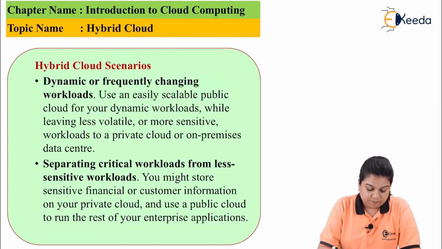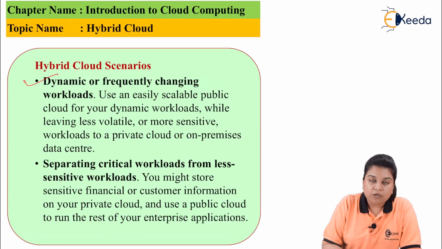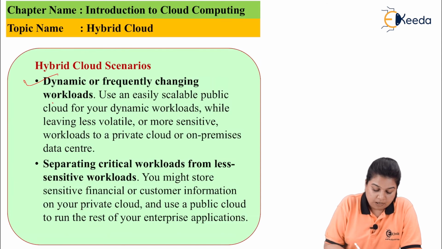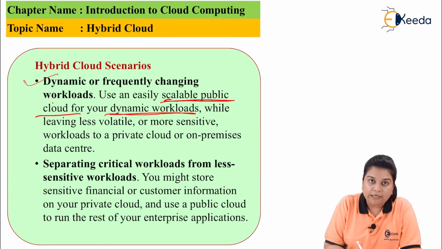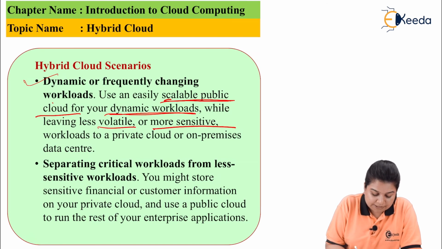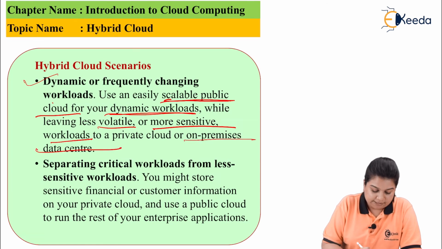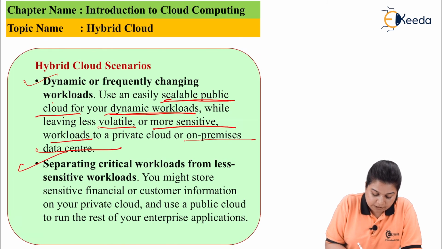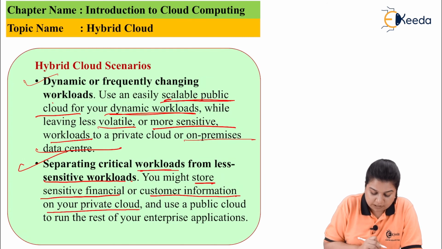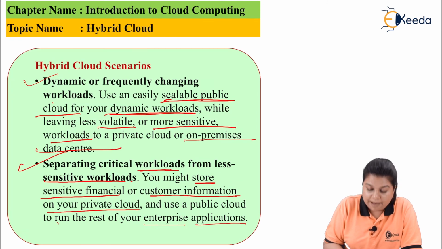Hybrid cloud scenarios. First scenario is dynamic or frequently changing workloads. Use an easily scalable public cloud for your dynamic workloads while leaving less volatile or more sensitive workloads to a private cloud or on-premises data center. Second scenario is separating critical workloads from less sensitive workloads. You might store sensitive financial or customer information on your private cloud and use a public cloud to run the rest of your enterprise applications.